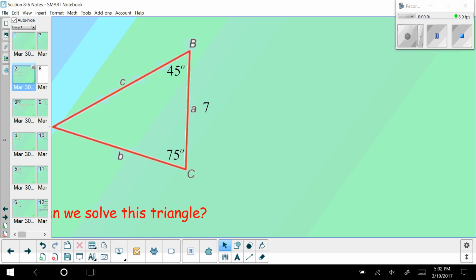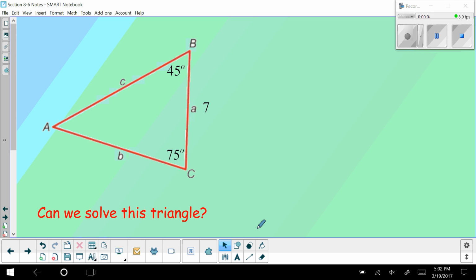So we're going to be continuing to discuss solving triangles. Remember that we've already defined that what we mean when we say solve a triangle is to find all of the angle measures and all of the side lengths. So it's 6 total measurements that we need to know.